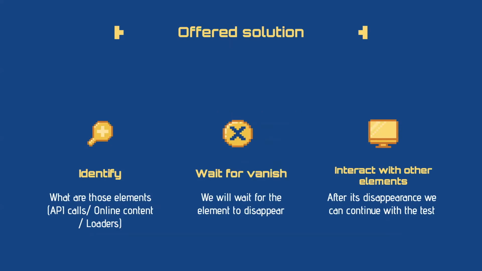The offered solution here will identify which are those elements. Are there the API calls, the online content, the loaders? We also implement a method that we have developed that we call wait for element to vanish. So we'll wait for this loader to vanish, and then we can start implementing our test and interact with other elements.